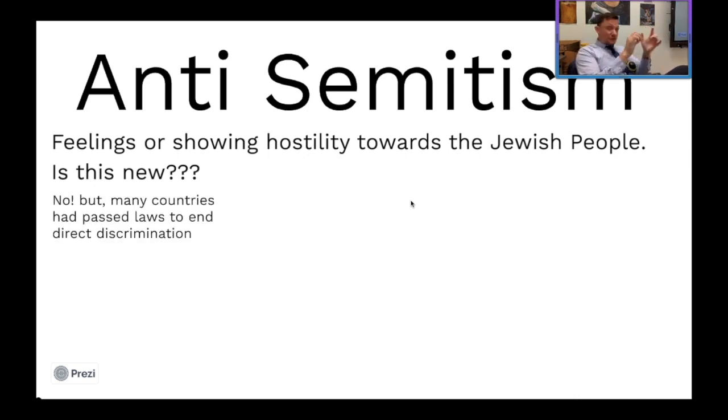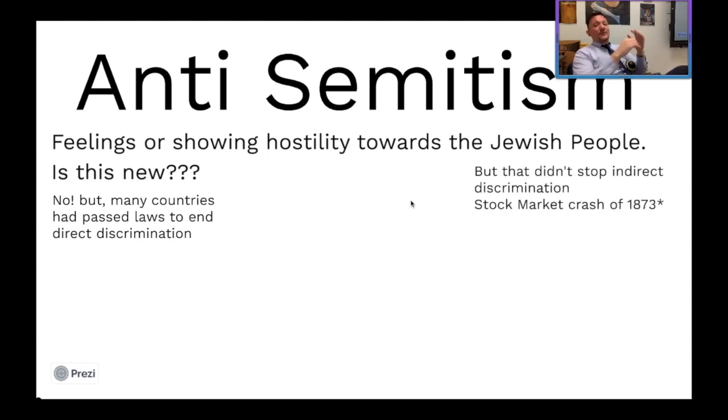But many countries are beginning to move in a direction of passing laws to end that direct discrimination of Jewish people. Now, the thing about that is that's not going to necessarily stop people from doing it indirectly, right? So many countries are going to pass laws to end direct discrimination where you could actually be arrested. If we look all the way back to Joseph II of Austria and his enlightened absolutism, he passed laws to end the discrimination of Jewish people. However, that doesn't stop the private citizen from indirectly discriminating against Jewish people, right?